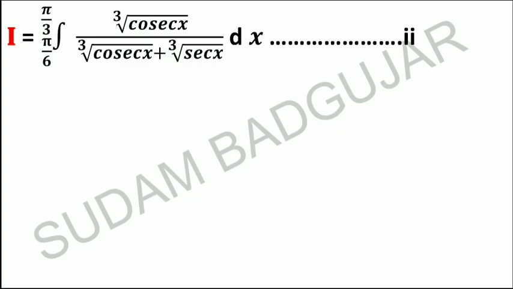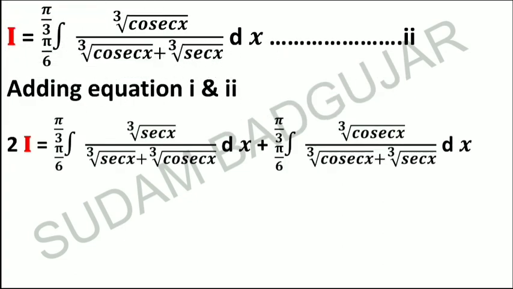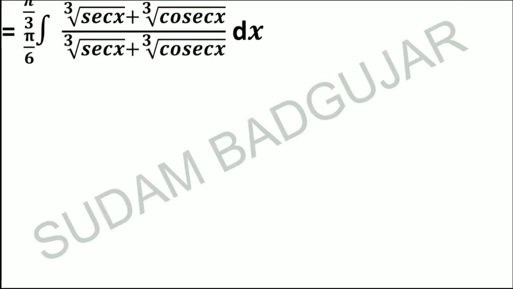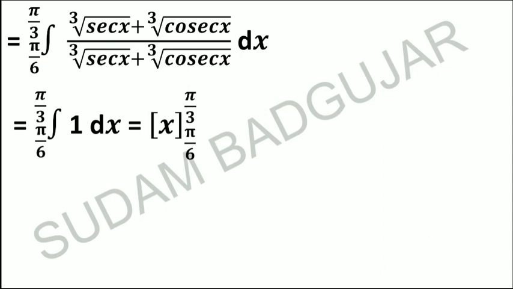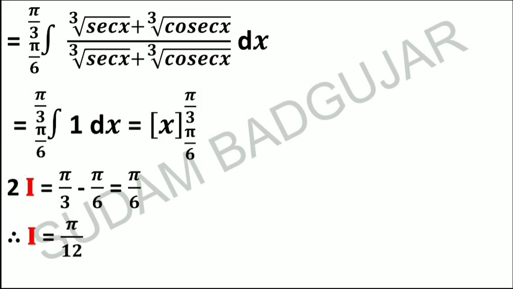This is equation number 2. Then adding 1 and 2, you will get integration of 1 dx, that is nothing but x. 2I is equal to integration of 1 dx, that is x from pi by 6 to pi by 3. Therefore 2I is equal to pi by 3 minus pi by 6, and that is nothing but, by taking LCM and cross multiplication, it becomes pi by 6, hence I is equal to pi by 12. Okay, this is the board method.